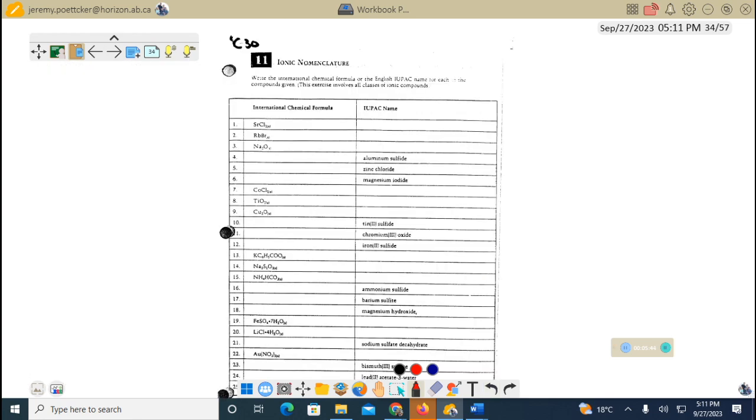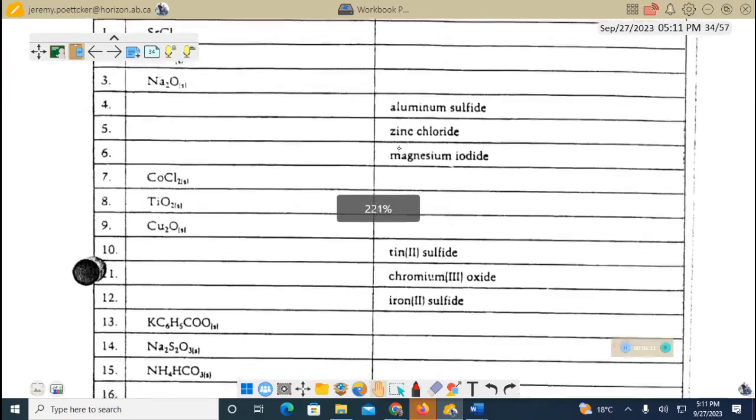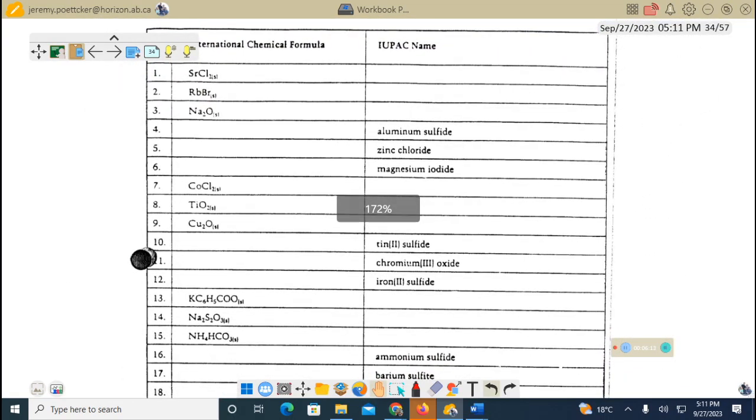Moving on, this is going to be page C30. This page is basically a whole bunch of different ones. Some with Roman numerals, some without Roman numerals. This is sort of like real life as a chemistry student. You're not going to have them all nicely classified for you. You got to figure it out. So let's get at them.